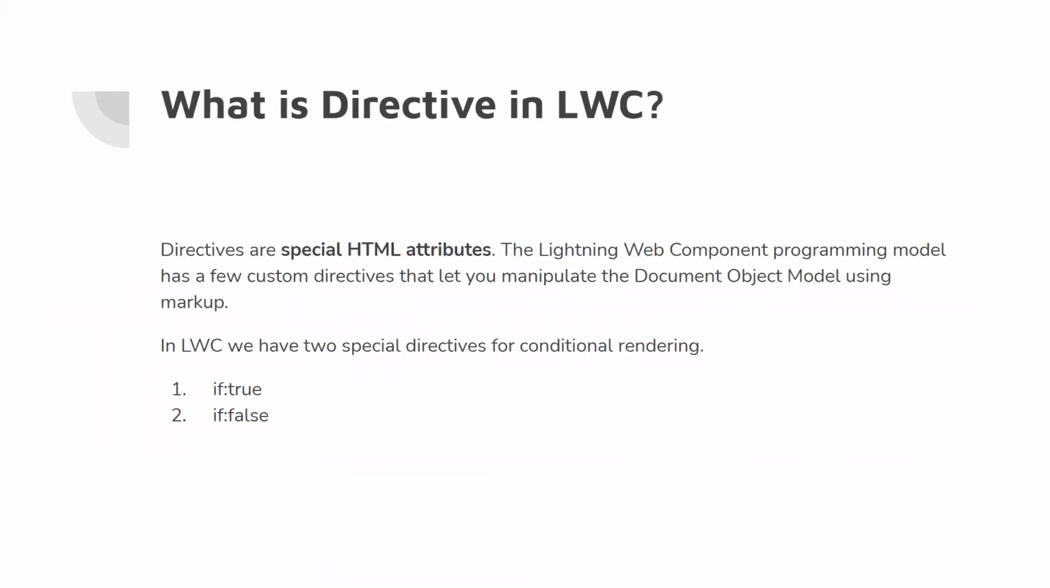Directives are special HTML attributes that the Lightning Web Component programming model has. There are a few directives which we use to get data into the HTML template from JS. We are going to look into the if:true directive and the if:false directive today.